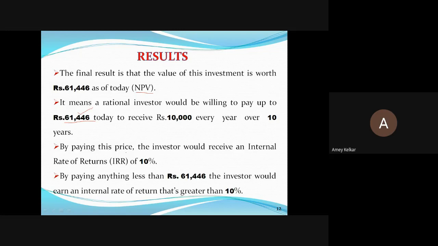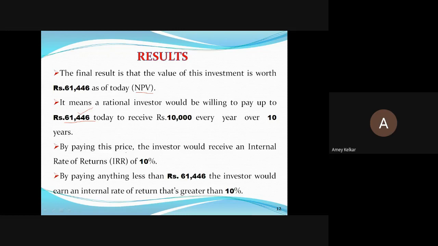61,446, then that party is getting a return of more than 10%. They were expecting 10%. They would have got 10% when they invested 61,446. That equipment which they are going to purchase, or that machine or that truck, whatever it is, will give them 10,000 per year for the next 10 years. If they pay more, then also they'll get 10,000, but their rate of return reduces and comes below 10%. If they pay anything less than 61,446, their rate of return increases.